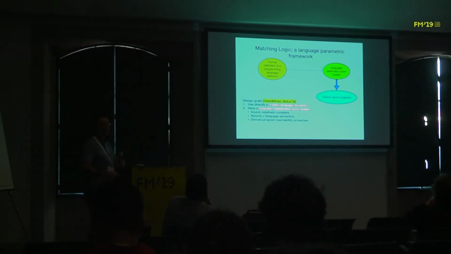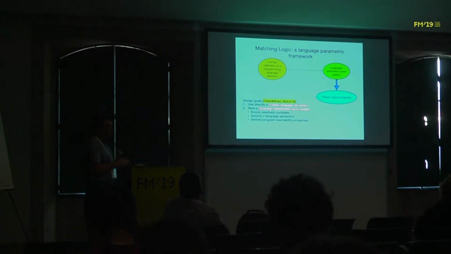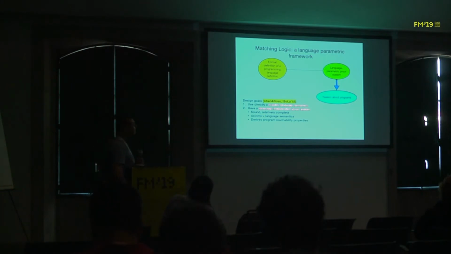What are the design goals of this matching logic, and how is it different from the existing logics? So first of all, the first thing is to use directly a trusted language semantic. So in practice, you can define your language, and then you can execute the semantics, and you can test your semantics against a test suite. Okay, so this is what happened, for instance, with C and some other languages that we have defined.